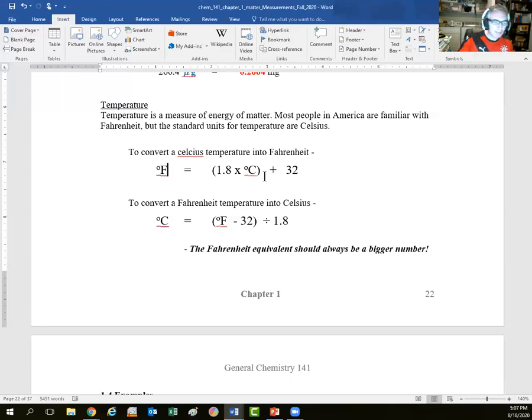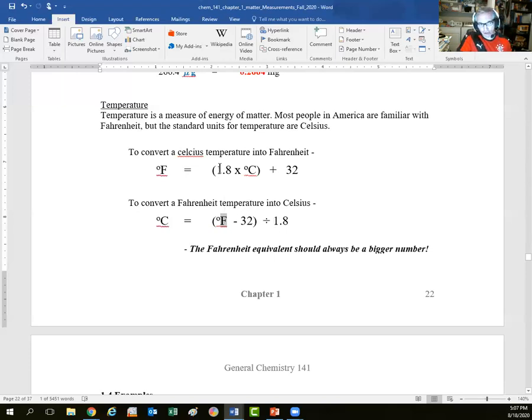Okay. So whatever the Celsius temperature is, multiply by 1.8, then add on 32, and you get to the Fahrenheit equivalent. For the reverse conversion, if you're starting with a Fahrenheit temperature and want to convert to Celsius, you perform the reverse calculation in the reverse order.